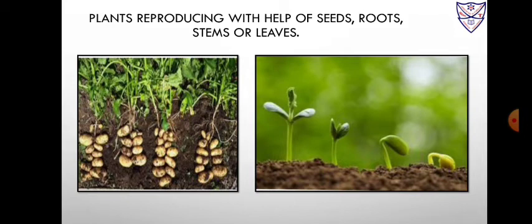Now how do plants reproduce? Plants reproduce with the help of seeds, roots, stems or leaves. Here in this picture you can see that a seed has been sown and it has grown. Here you can see the potatoes are in a bunch because they are grown with the help of one root only. Here we have planted different seeds at different places, but here we have planted one seed only, and from its roots so many potatoes have grown. So plants also reproduce with the help of seeds, roots, stems or leaves.